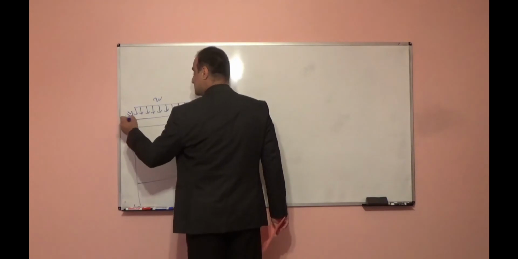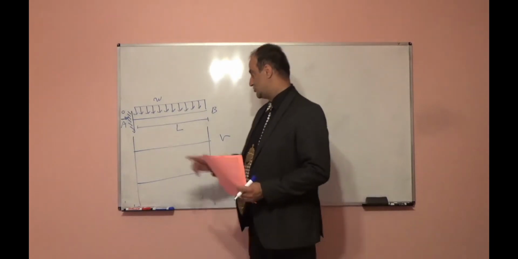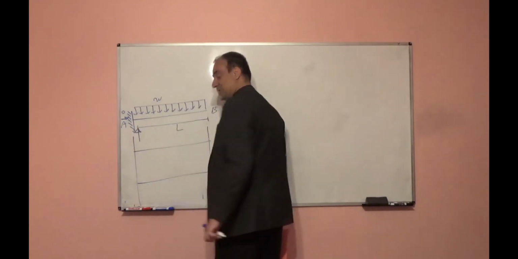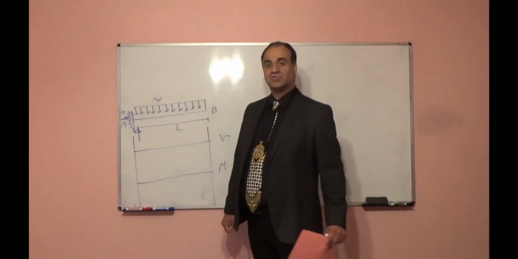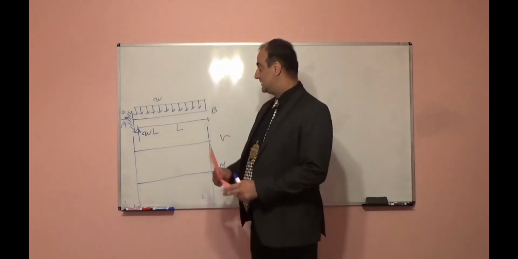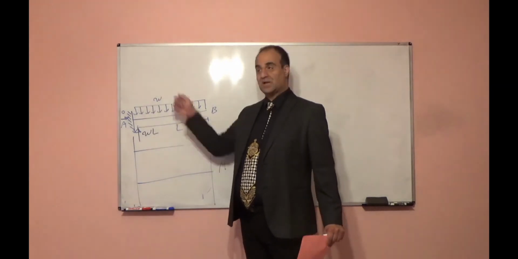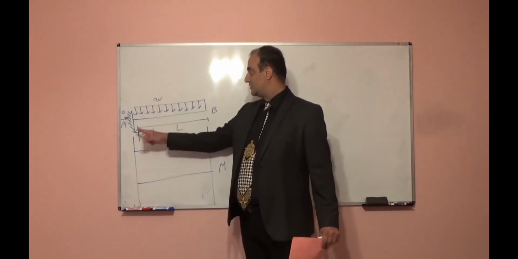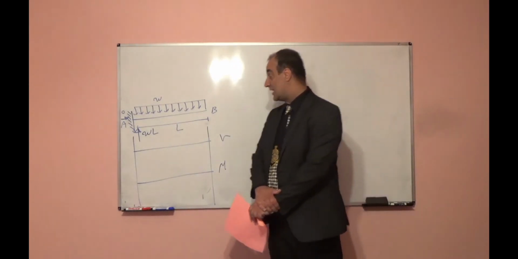Reaction AX is 0, we know this, because summation of forces in horizontal direction is equal to 0, so AX will be 0. AY, summation of forces in vertical direction: AY minus W times L is equal to 0. AY upward positive, minus W times L, it is the resultant force downward, so negative. From there, AY will be W times L.